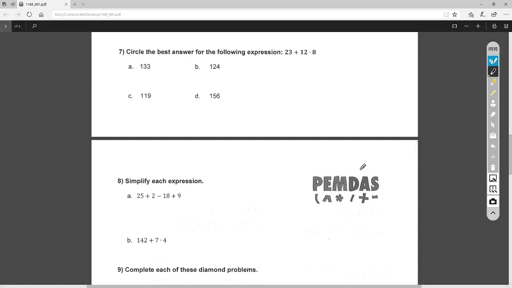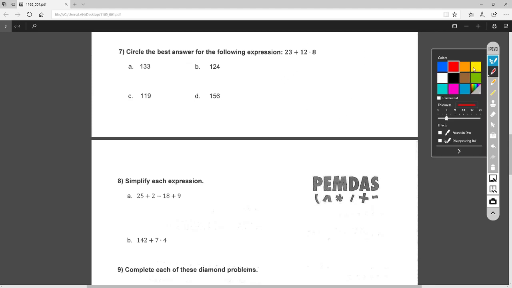Okay, and then you have multiplication and division, and then addition and subtraction. So looking at 7, we're going to go ahead and solve it using our order of operations. Now what's helpful is to circle what you need to do first. In this case, multiplication is before addition, so I know I have to do my 12 times 8 first. So 12 times 8 makes 96, so I'm going to go ahead and write 96 right below it.